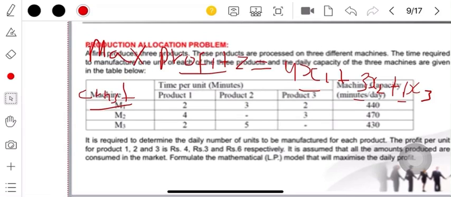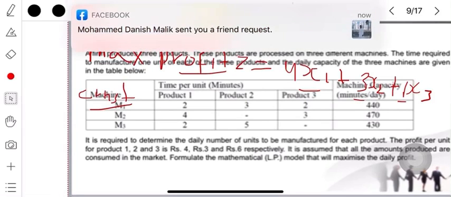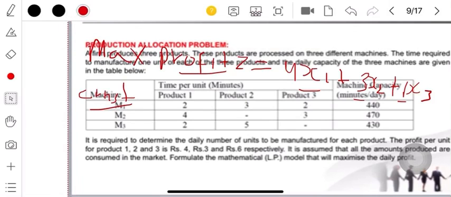For product 1, the time per unit is 2 units on machine 1, 4 units on machine 2, and 2 units on machine 3. Suppose we are producing x1 units, so what will be the requirement on machine 1? Machine 1 requirement will be 2x1 from product 1, 3x2 from product 2, and 2x3 from product 3, right?